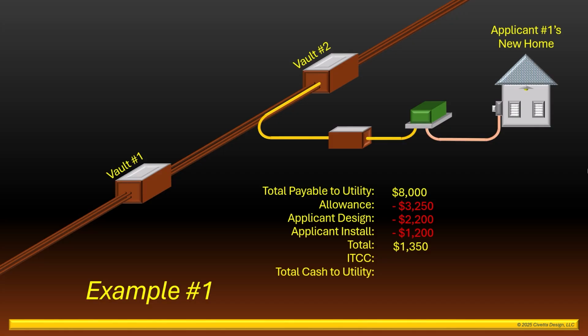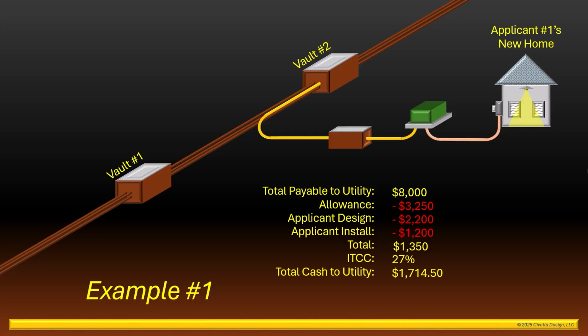This amount plus an income tax component of contribution, or ITCC, estimated at 27% is the total cash required to be paid prior to the utility commencing any work. In this example, a cash payment of $1,714.50 would be paid by the applicant to the utility. Once this payment is received, the utility can perform their portion of the work, including the meter installation, and begin providing electric service to the applicant's new home.